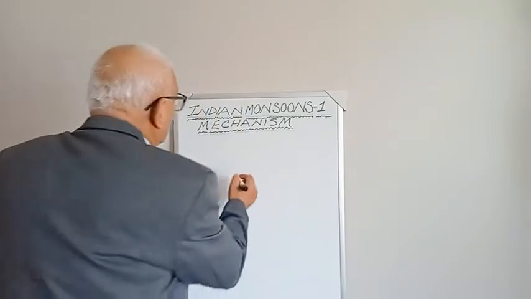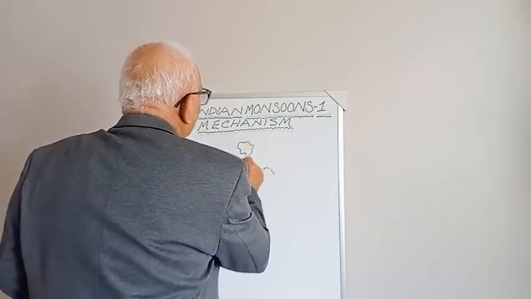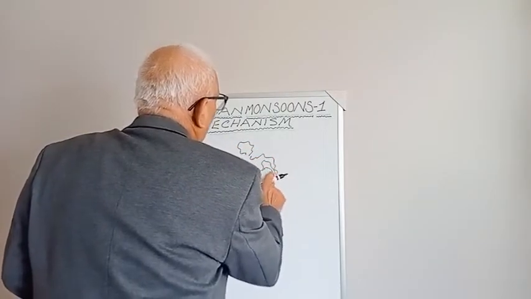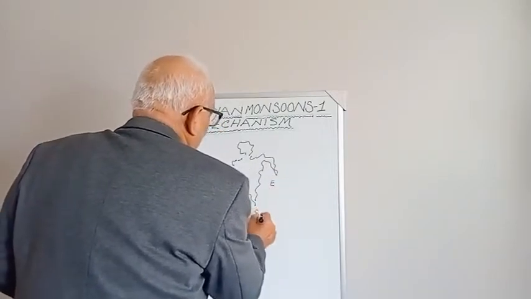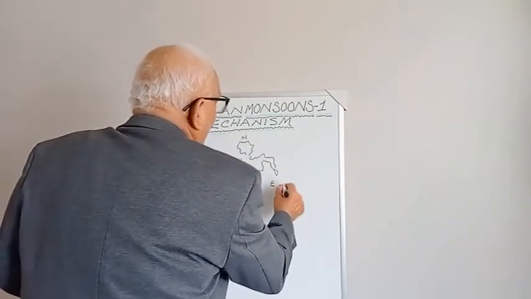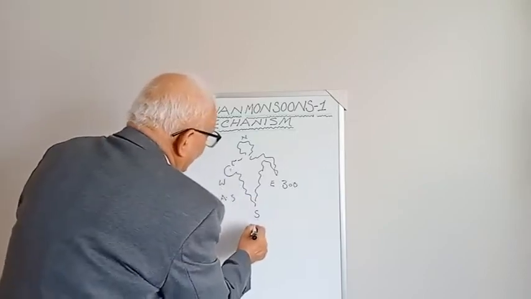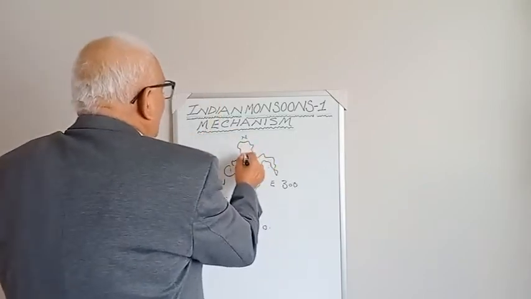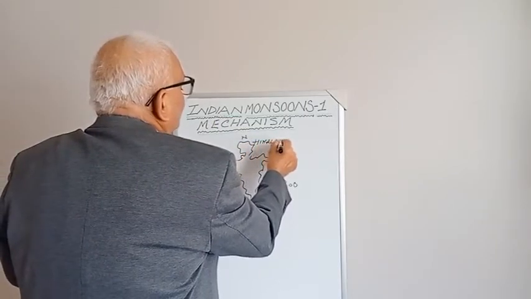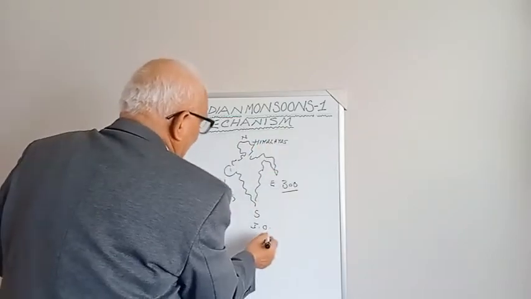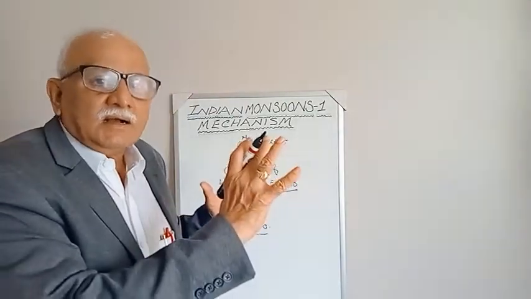See, India is like this. This is the eastern side, this is the western side, this is the southern side, this is the northern side. On the eastern side, the Bay of Bengal is there. On the western side, the Arabian Sea is there. On the southern side, the Indian Ocean is there. In the northeastern parts, the Himalayas are there. The Bay of Bengal, Indian Ocean and Arabian Sea are the major water bodies surrounding the Indian subcontinent.